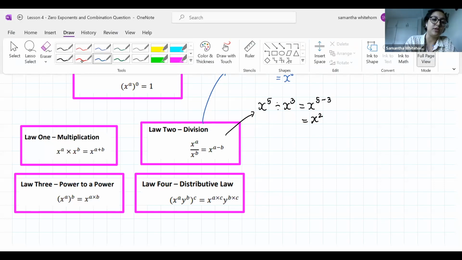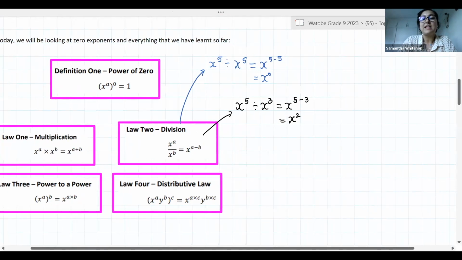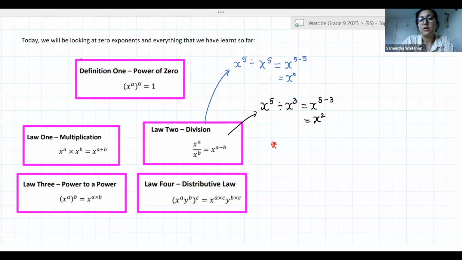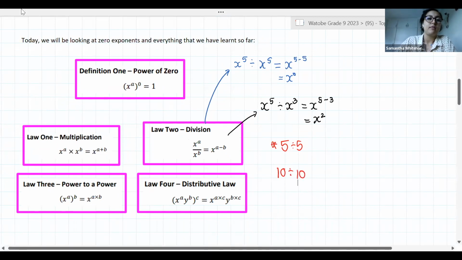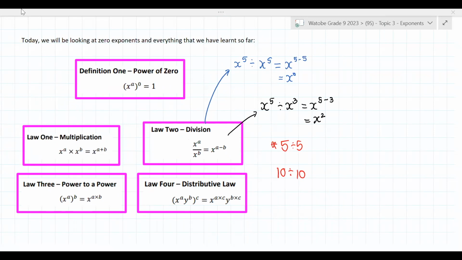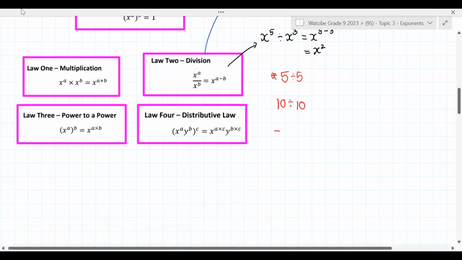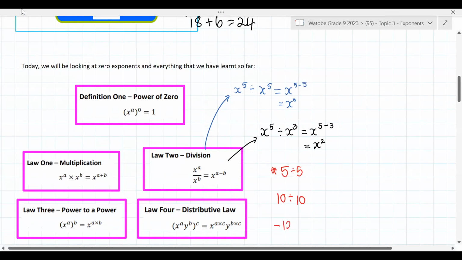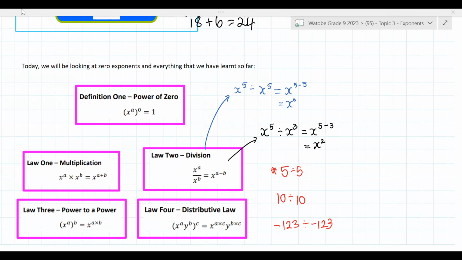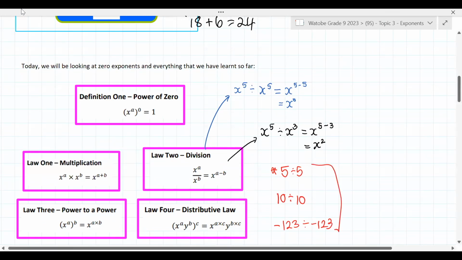So let's think about this for a second. If I have any value, I'm down here by the red star. If I have any value and I divide it by itself, so 5 divided by 5, 10 divided by 10, I don't know, negative 100, oh golly, right, we got there. Negative 123 divided by negative 123. Anytime I divide a value by itself, I get an answer of 1.